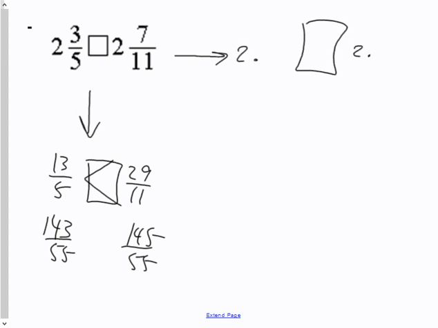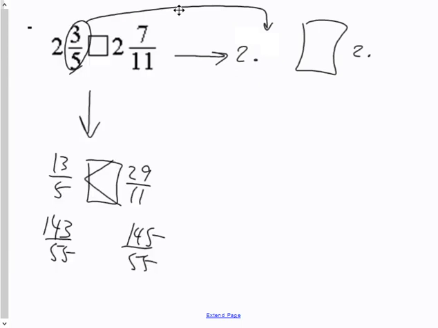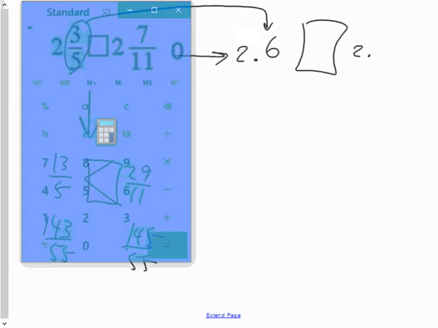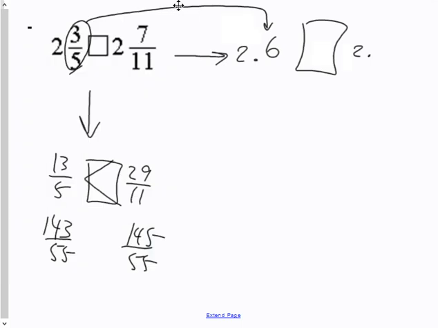If I change the fraction part of this number to a decimal, what is 3 divided by 5? 3 divided by 5 is 0.6. So therefore, 2 3/5 is equivalent to 2.6. And 2 7/11, 7 divided by 11, is 0.63 repeating. Because this is a terminating decimal, it ends, I have to put a 0 there to compare place values. And when I do so, 2.60 is not as big as 2.636363, and therefore I would use the appropriate symbol for that one as well.